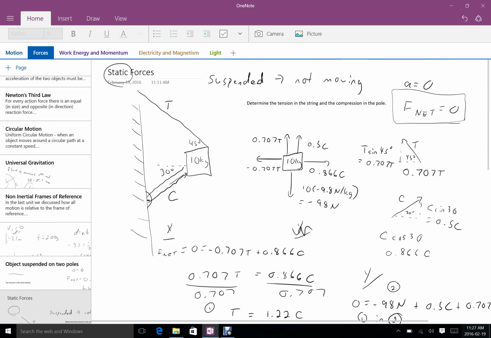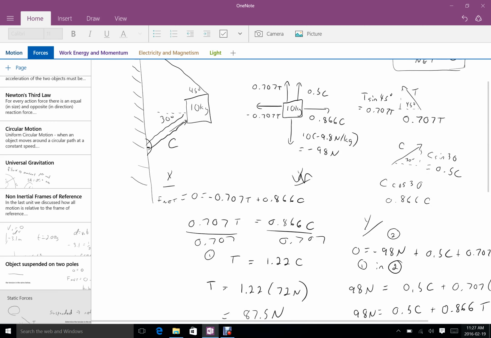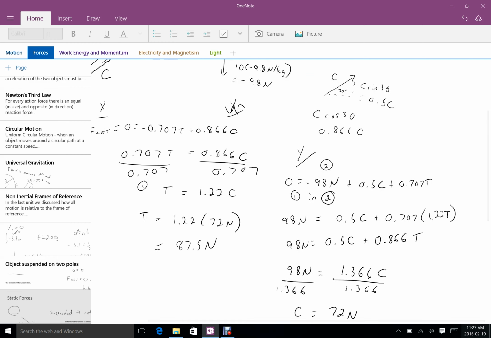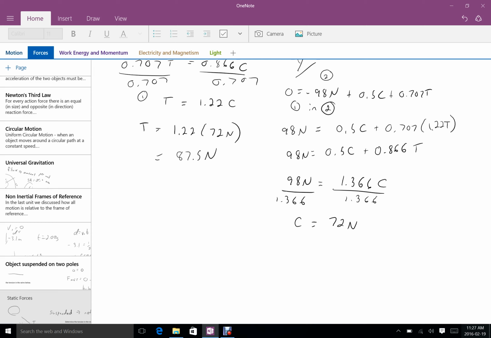Once again, we want the object to be static. That means it's suspended. That means acceleration is 0, net force is 0. So I set the net force to 0 in the two directions separately, getting two equations and two unknowns, solving using substitution to find the two values.